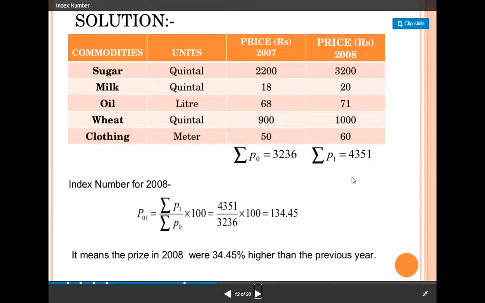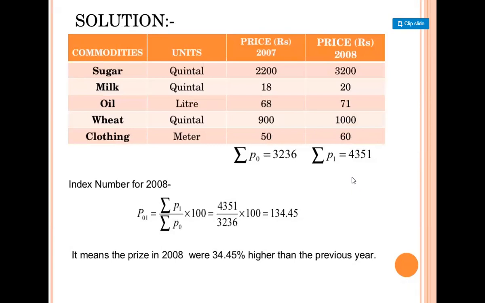Now, as for the problem, what is the formula here? We need the index number for 2008, that is the current year, because we always use index numbers to find out the current year. The formula is P naught one equals summation P1 by summation P naught into 100. The base year 2007 prices are P naught, and the current year 2008 prices are P1.